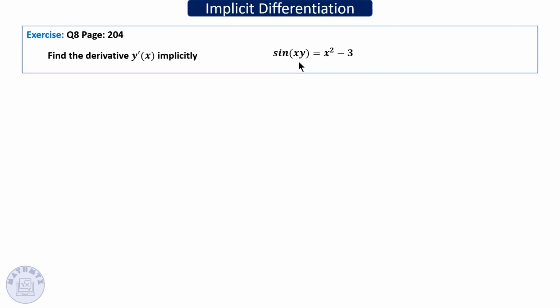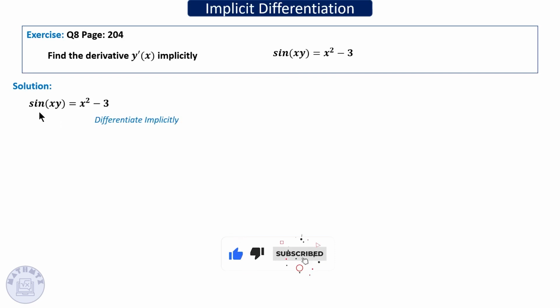Here's another example. We have sine of xy equals x squared minus 3. So again, what's the first step here? We need to differentiate both sides. What's the derivative of sine? It will be cosine of the same term times the derivative of what's included in the sine here. And on the other side, the derivative will be 2x plus 0, of course.